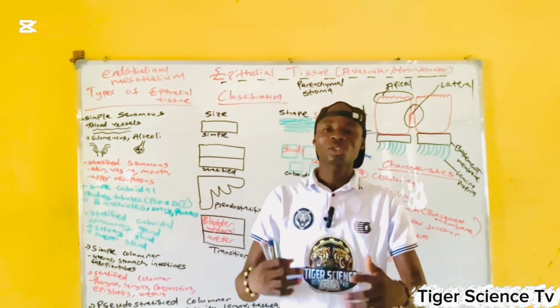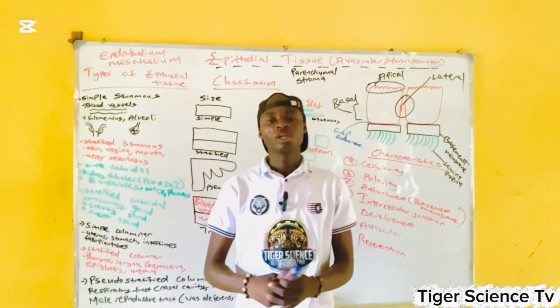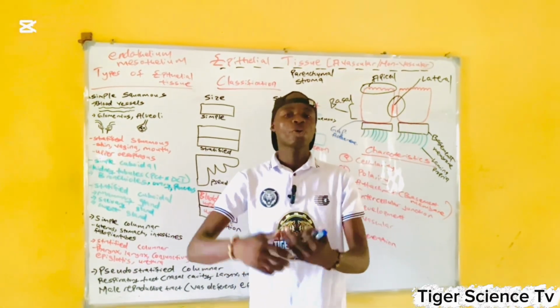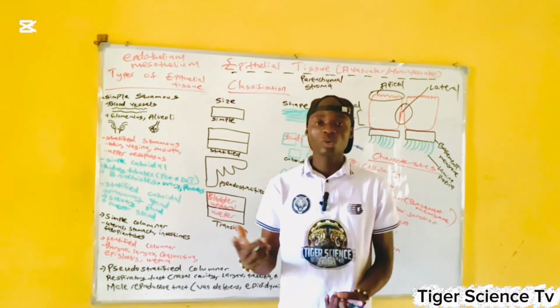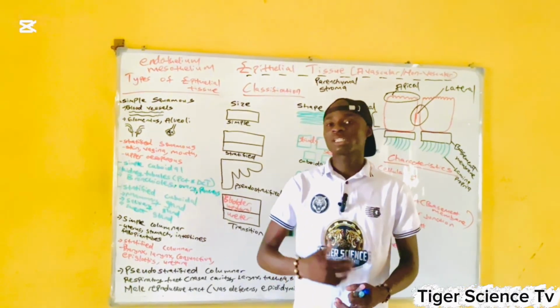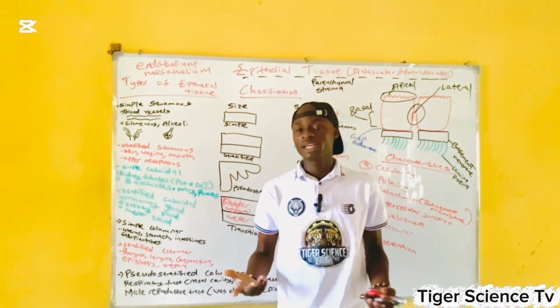Today I'm going to be discussing epithelial tissue. Before that, let's make a quick recap. When we're doing levels of organization, what is tissue? Tissue is what level of organization? About 6 levels, right? If you could remember.